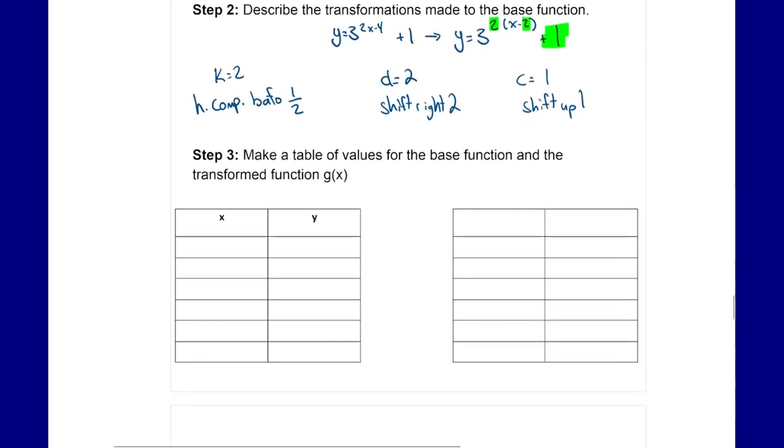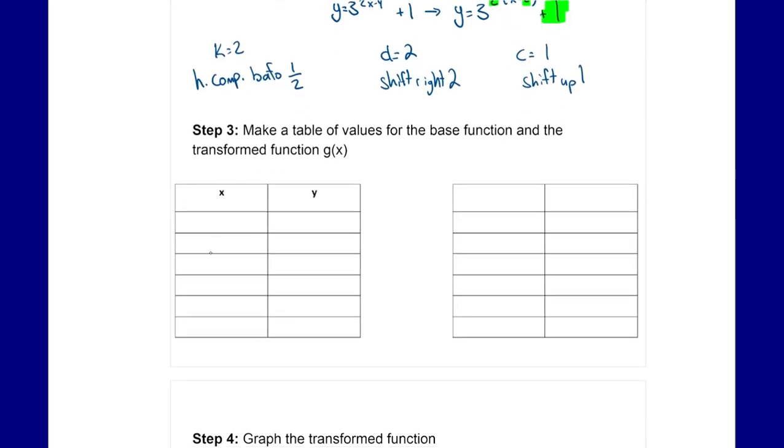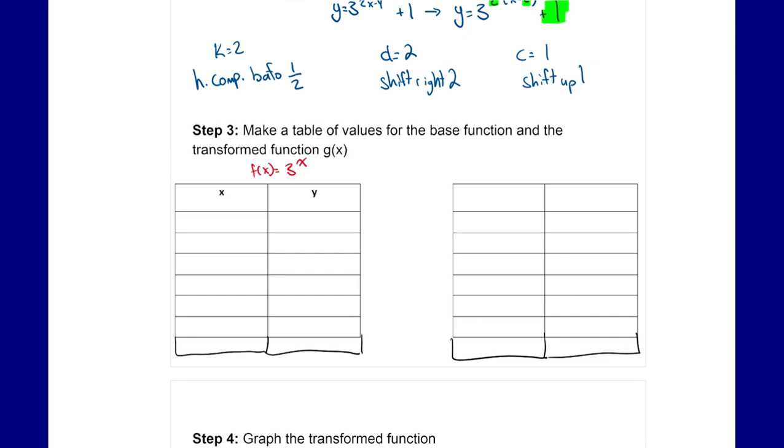I'm going to make a table of values based off of that parent function. Probably going to have to add in another row for each one. So we have our parent function, f(x) = 3^x. And then we have our transformed function, which for our image points we call g(x). So x is being multiplied by a half, and we're adding 2. And for our y value, we're just adding 1.